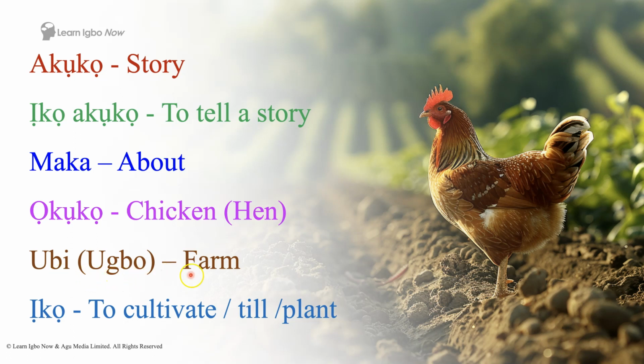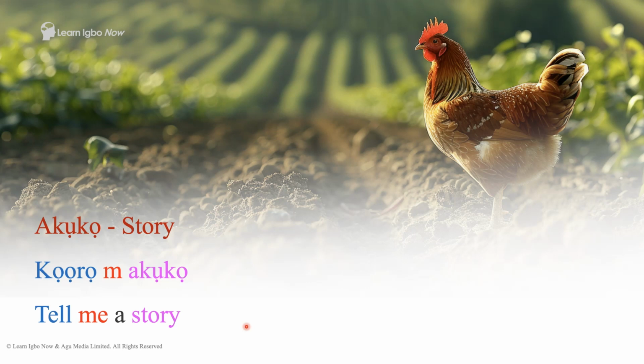Ubi, farm. Ubo, farm. Iko, to cultivate or to till the land or the soil, or to also plant crops. But in planting, if it's to plant yam, you will now say iko ji. So that qualifies what kind of iko it is. But if you say iko ana or iko ala, it is to cultivate the soil or the earth. I'm going to give you 6 sample sentences to use the 6 key words we've just talked about today. The first one, akuko.